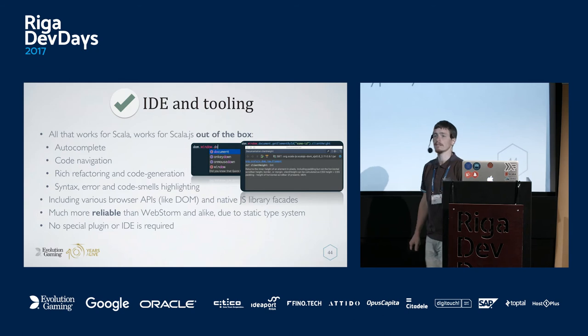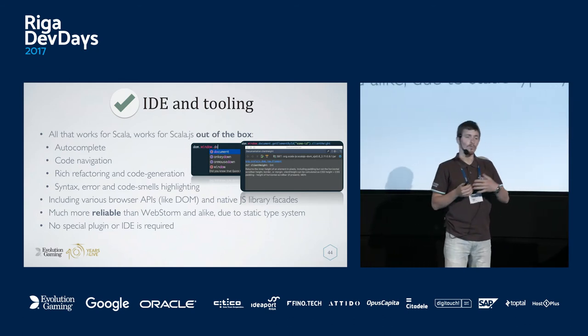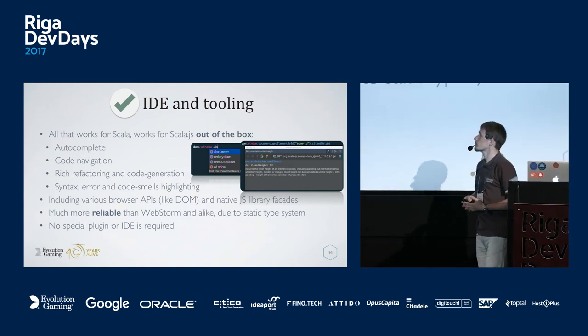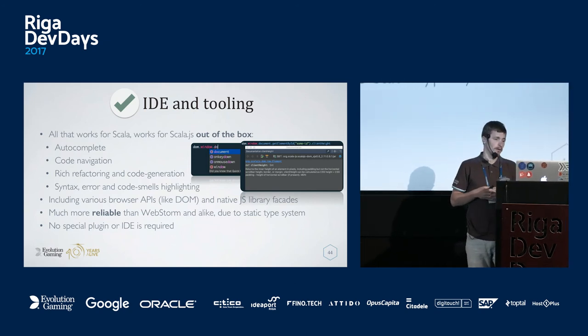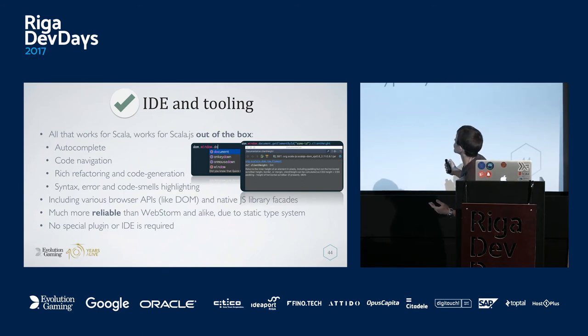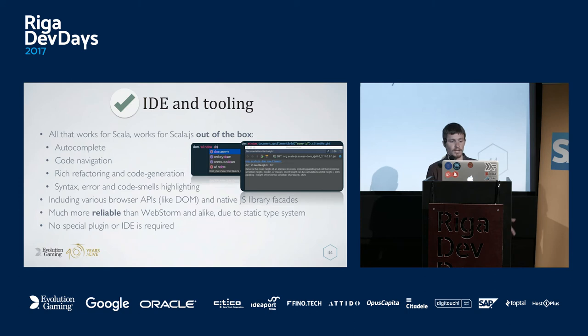Next one is IDE and tooling. Everything that works for Scala in IntelliJ IDEA will work for your front-end development. You'll have autocomplete, code navigation, wonderful refactoring, and highlighting. So there are some examples. And you can also use this feature of dynamic documentation in IntelliJ IDEA to explore some DOM APIs or something like this.